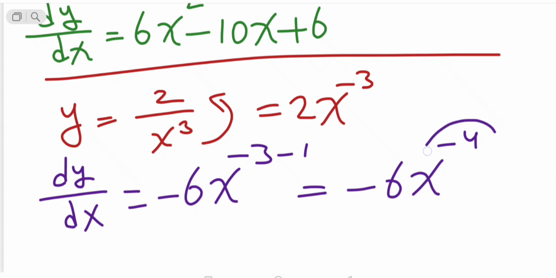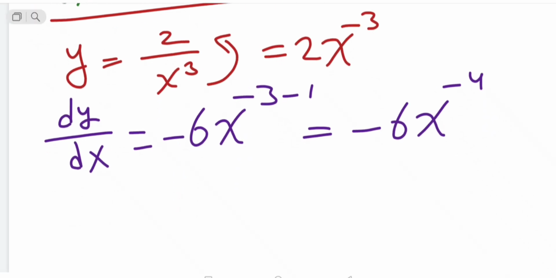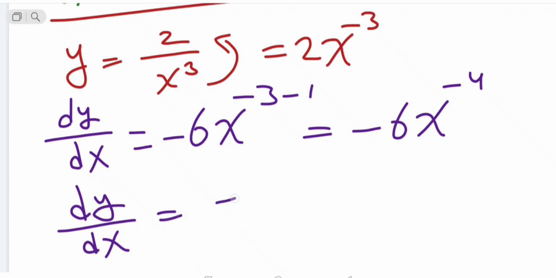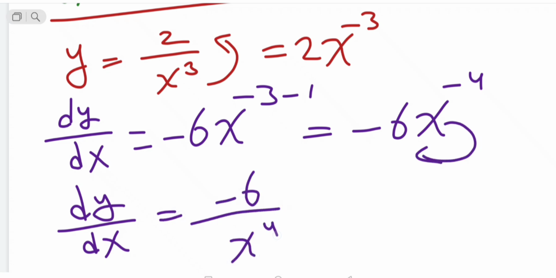If the power is negative in the answer, we must make it positive. How can I make it positive? dy over dx equals minus 6. I will bring it to the denominator, so it will be x power positive 4. You know, if the number goes from numerator to denominator, the power sign changes. Up to down, the power sign changes. Down to up, the power sign changes. So it was negative 4. When it comes down, it became positive 4. I hope it is clear for you.